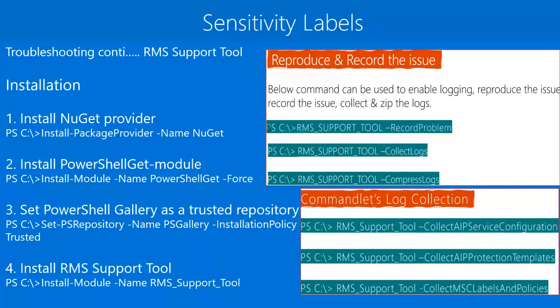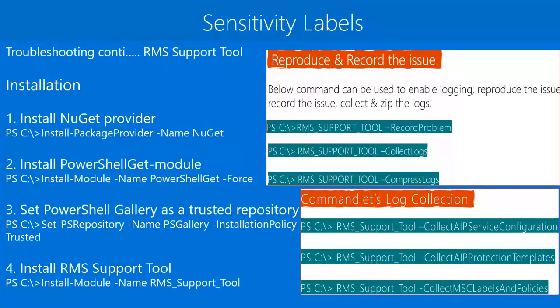Once the RMS support tool is installed on your machine, you can make use of switches like record problem, collect logs, or compress logs, which are available with the RMS support tool, to reproduce the issue and record the problem, and collect the logs while reproducing the issue. And if the logs are too big, you can compress the logs and send them across if required.